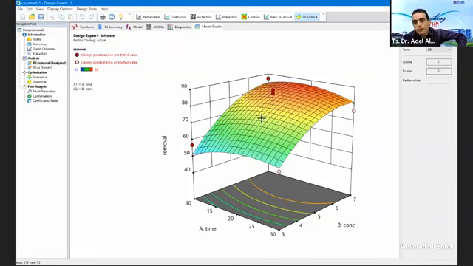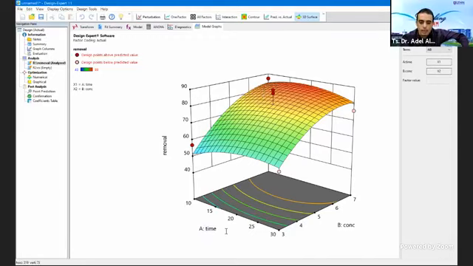If you come to see this one with the time, we said the time has no contribution to the removal. So you can see just linear, none. But we said the concentration has a positive effect. So look, it went up. So if you see now, this one is linear and this one is going up. And the maximum value is what? The maximum value is here. So I will read it like that.